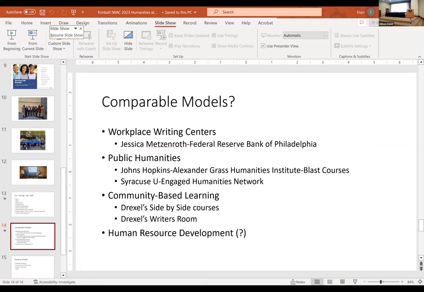Drexel's Writers Room is another really prominent public writing project that's much more social justice oriented. Writers Room actually started within the university writing program as well. And they've since spun off. They now report to the dean in COAS, in College of Arts and Sciences. And they're now their own independent unit.